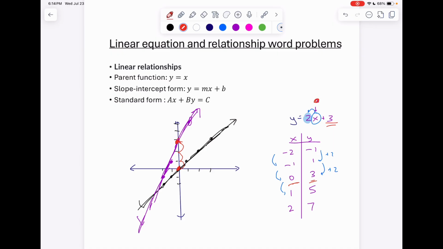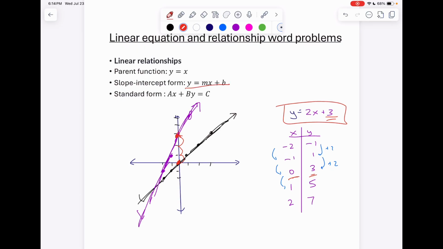But this is a very classic form of a linear equation. It's called slope-intercept form. The general equation is y equals mx plus b, and m is our slope. It's our rate of change. It's how quickly the line is increasing. The b is our y-intercept. The y-intercept is where the line crosses the y-axis, and we'll see how that works in word problems as well.